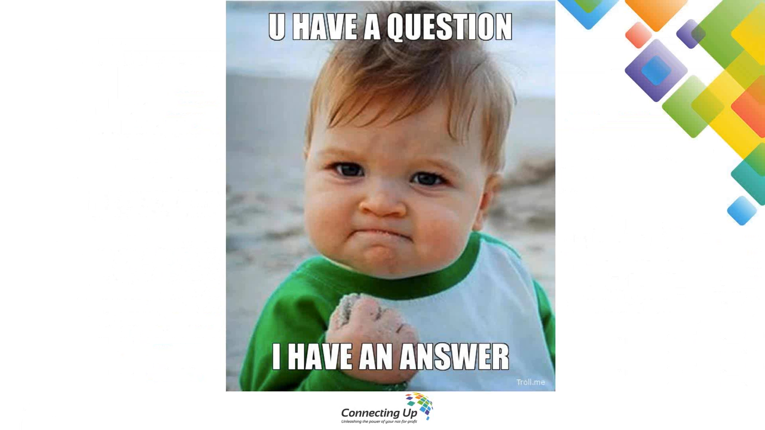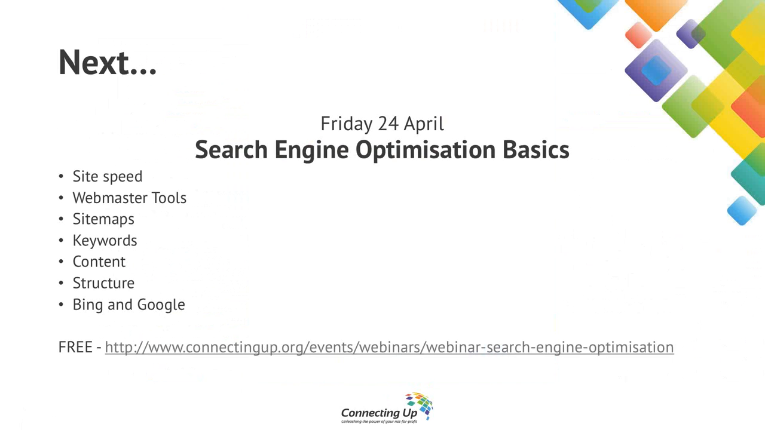While people are thinking about their questions, I mentioned that we have another webinar on Friday, and that is on search engine optimization basics. So that's probably a step on top of the essentials. Now that we've got Google Analytics on our website, and we can use that data to inform what we're doing, we look at things like site speed, webmaster tools, site maps and submitting them to search engines, keywords, content, what we need to do with our content, structures of websites, and also some differences between Bing and Google.